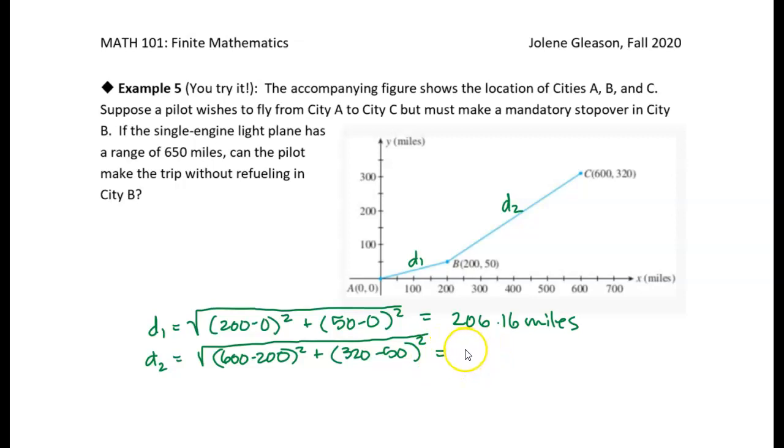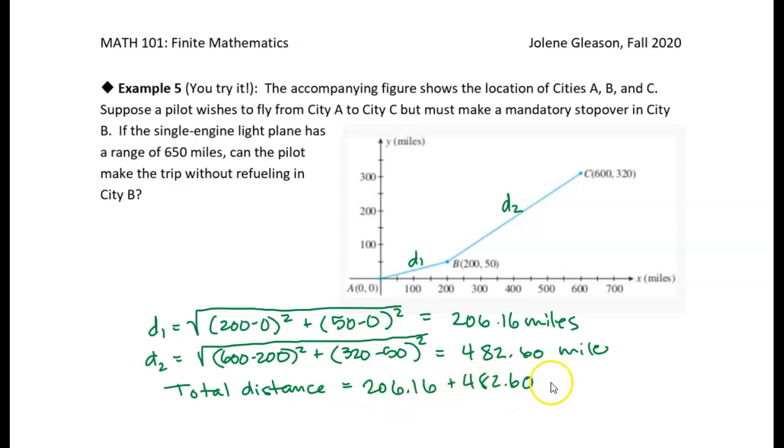I'm going to put that in my calculator. I get 482.60 miles. If I add up those distances, the total distance is the sum of those distances. So I'm going to add 206.16 plus 482.60, and I find that the total distance is 688.676 miles.